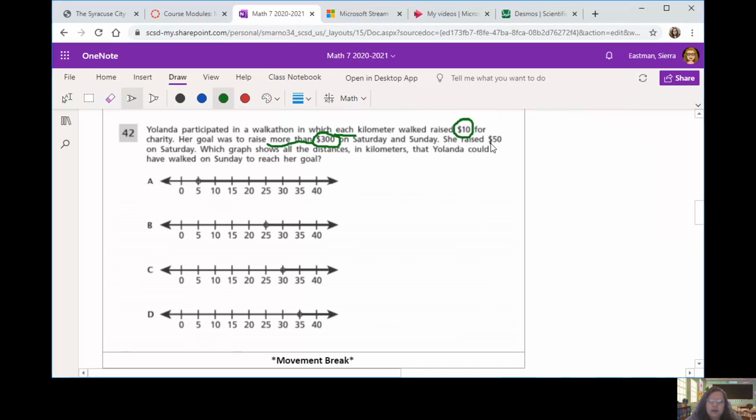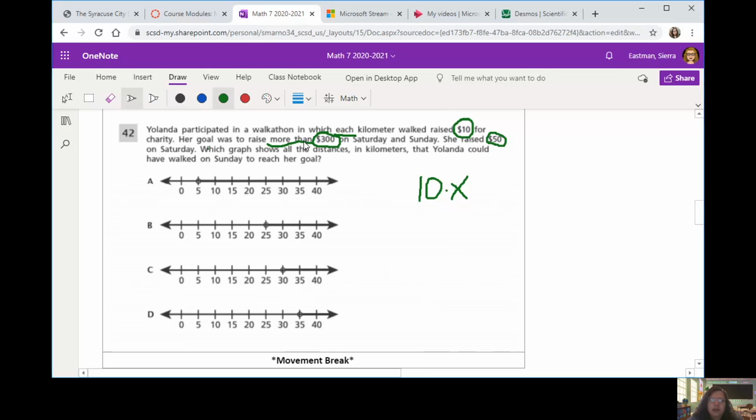She raised $50 on Saturday. And so which graph shows all the distances in kilometers that she could have walked on Sunday in order to reach her goal? That was a lot of information. So let's take that piece by piece. Each kilometer she walks raises $10. So I already know that I'm going to have 10 times some amount of kilometers, 10 times x. We'll use our variable there.